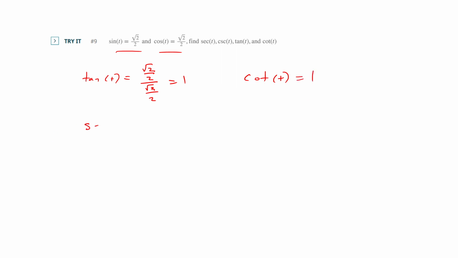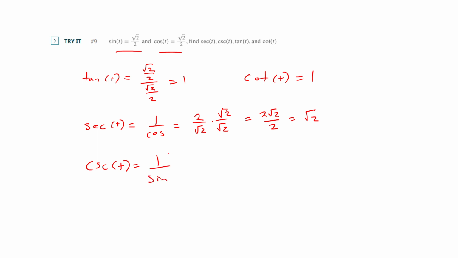Okay, well, secant is cosine upside down. So this is just going to flip it. I'm going to have 2 over the square root of 2. Rationalize that. Do some reducing. I'm going to get that. Cosecant is the same tune. It's 1 over sine, but the numbers are the same thing, so it's still going to give me radical 2.